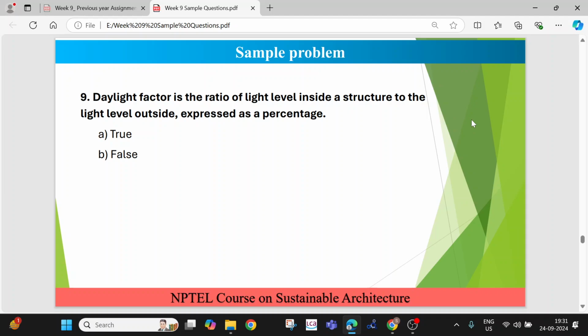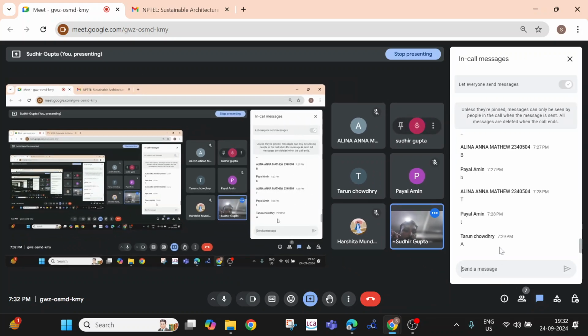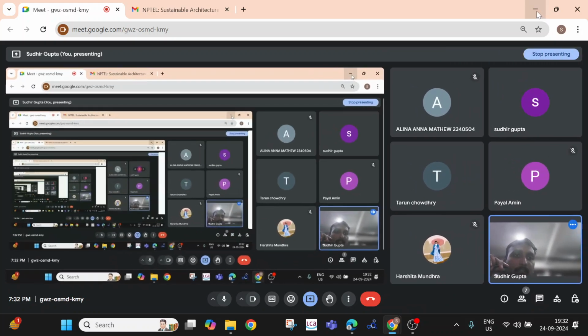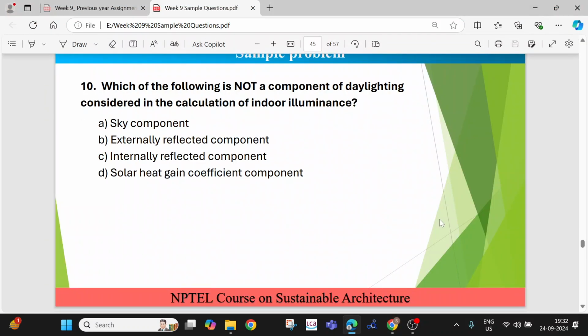So this statement is absolutely true. The daylight factor is the ratio of indoor illuminance to outdoor illuminance, and it is expressed as a percentage that helps in determining how much natural light is available inside a building compared to the outside. So this is true, and let me see whether all of you have answered it correctly. Okay, so all of you have answered it correctly. Fine. Let's move to the next question. Last question of lecture 44.